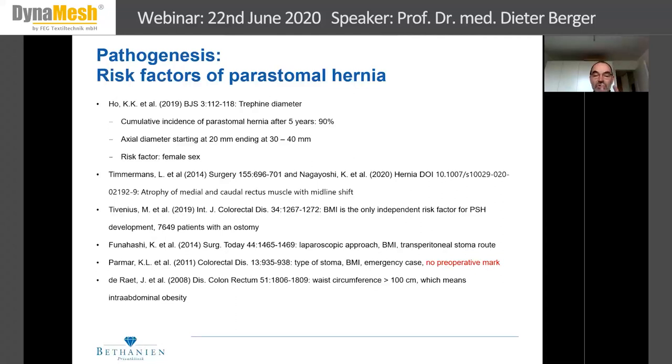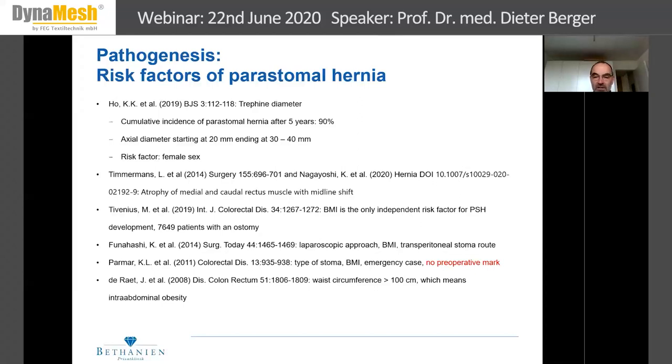Then you can reduce the frequency of the parastomal hernia a little bit. Another point which is very important was nicely pointed out by Palmer: every kind of stoma complication, early and also late, correlates with the lack of preoperative marking of the stoma site. And therefore, in almost all cases, it's possible to mark the stoma site preoperatively.